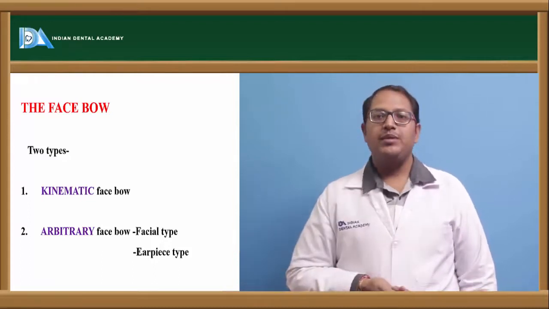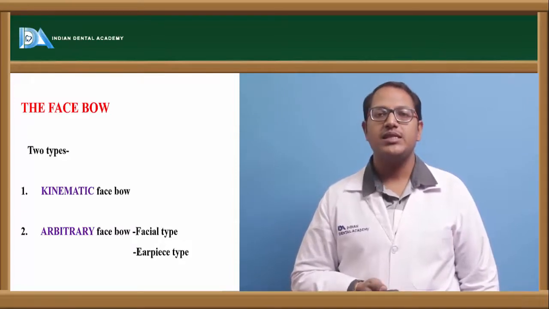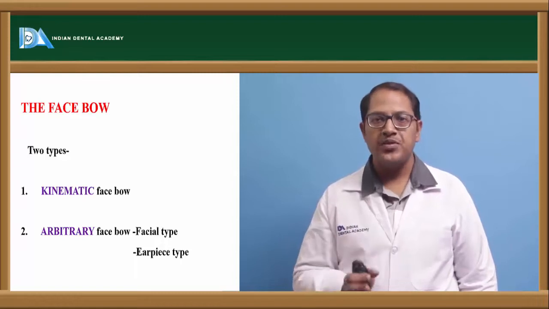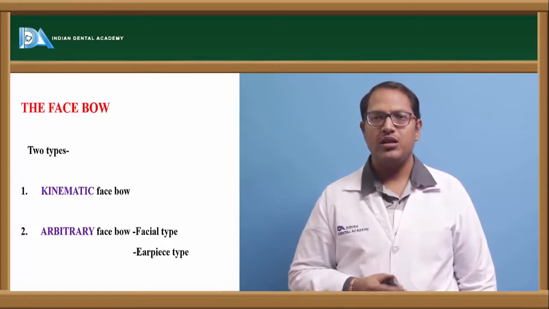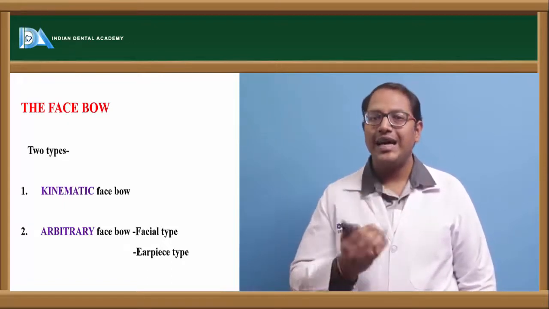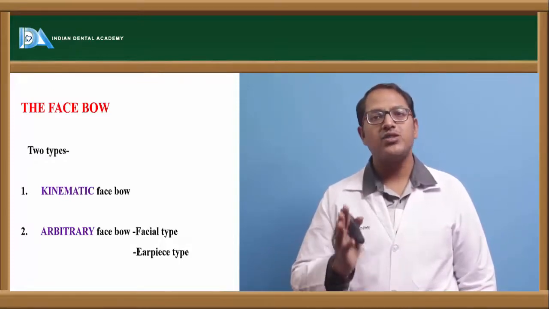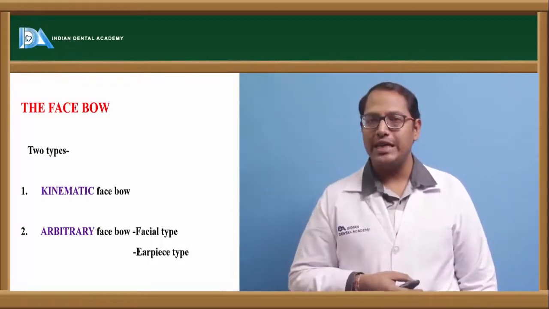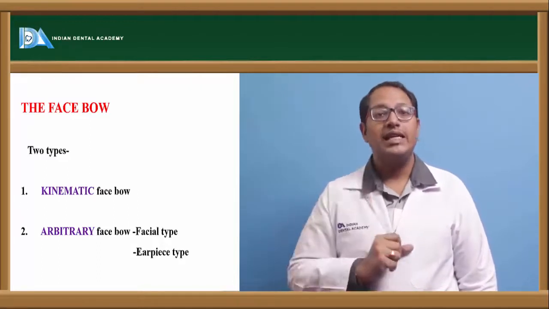Now the face bow can be of two types, kinematic and arbitrary. As the name very well suggests, arbitrary is random. Kinematic is something which exactly records the hinge position. What is a hinge position? Hinge position is that position or that line. It's an imaginary line again, of course, in prosthodontics, which passes through the center of rotation of the two condyles. So from where the condyle is supposed to rotate, that line is called the hinge axis.